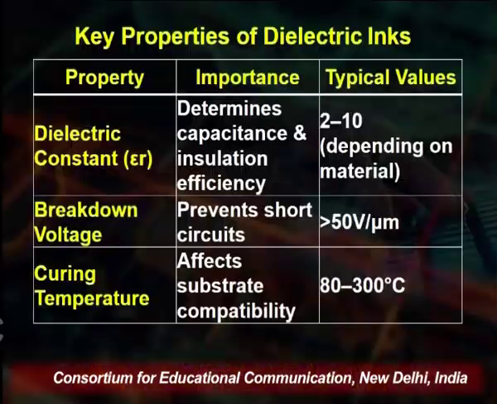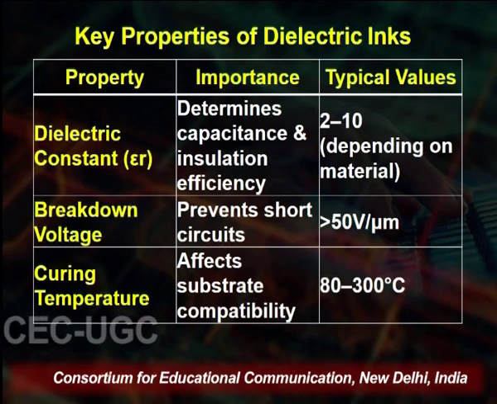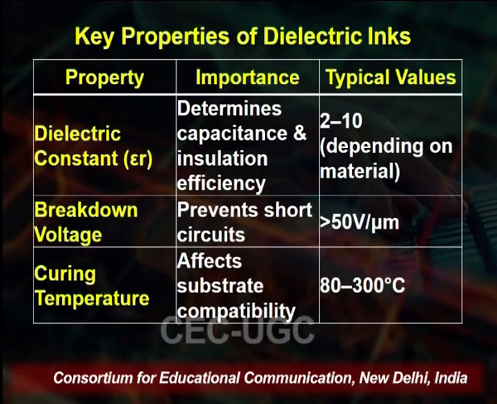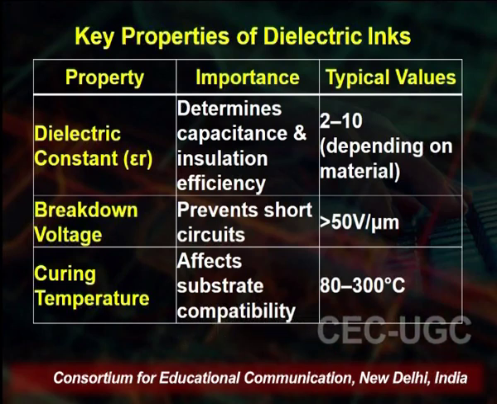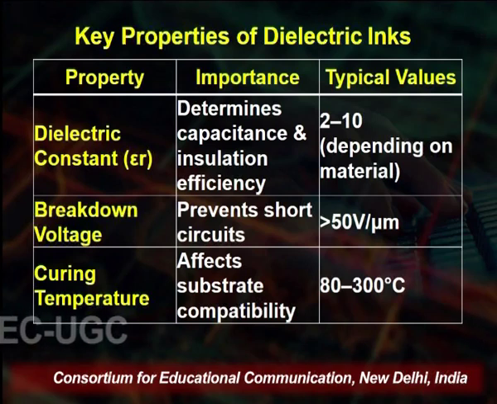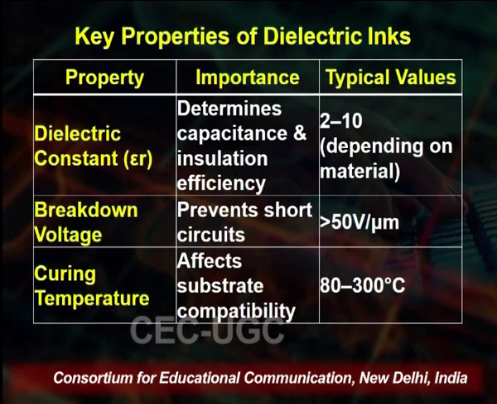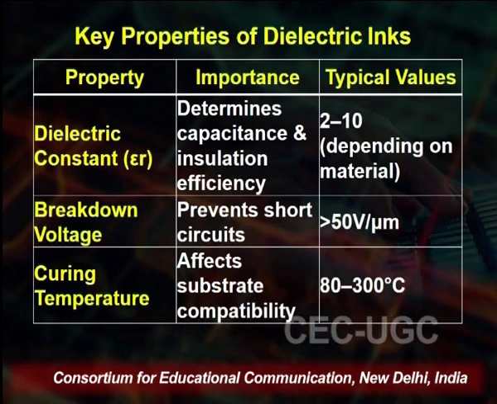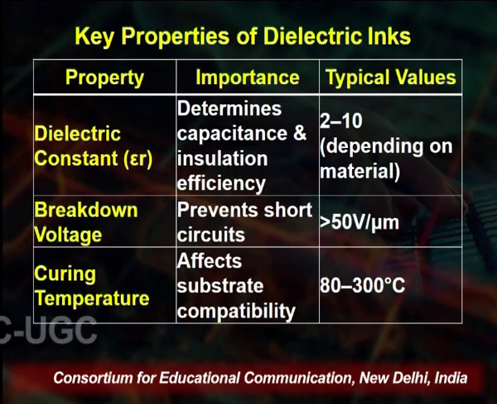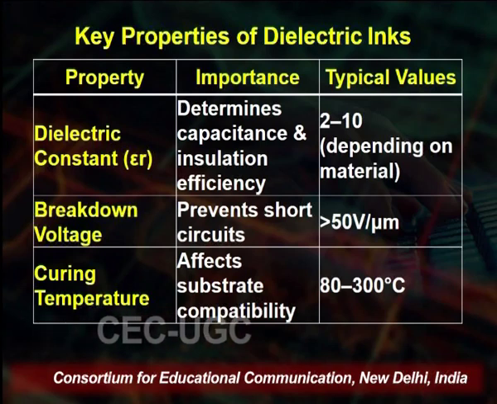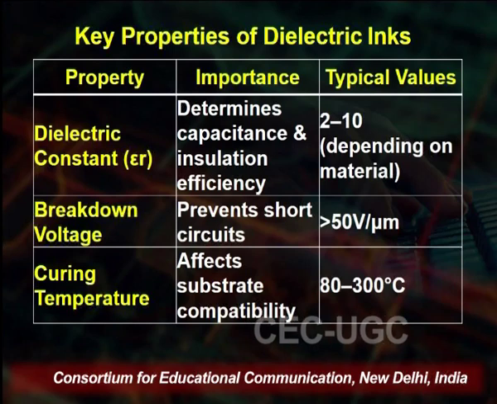So what are the key properties of the dielectric inks, where we have the dielectric constant, which is the most important property for the dielectric inks. It must be 2 to 10 depending on the material which we are using. It determines the capacitance and insulation efficiency. Breakdown voltage, it prevents the short circuit, which must be greater than 50 volt per micrometer. Curing temperature affects substrate compatibility.